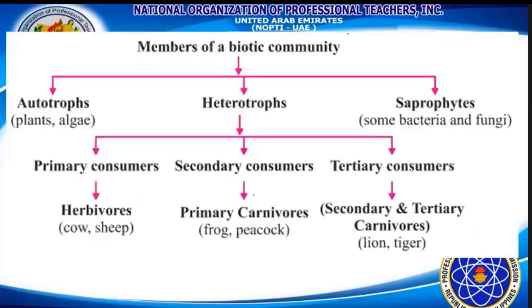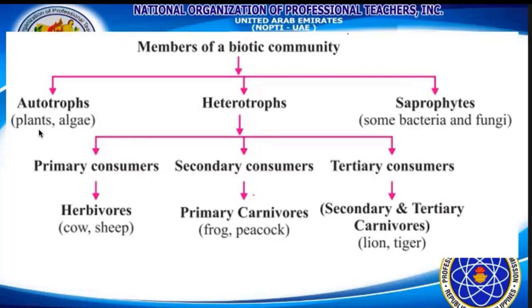saprotrophs. So saprotrophs came from the Greek word sapros, which means decaying matter. And troph means nutrients. So this means that the food nutrients of these organisms are coming from decaying matter. Kaya yung role ng mga decomposers. Ano yung mga decomposers? Bacteria, fungi. Halimbawa, pag namatay ang tao, syempre, kakainin siya ng mga decomposers, which are bacteria.